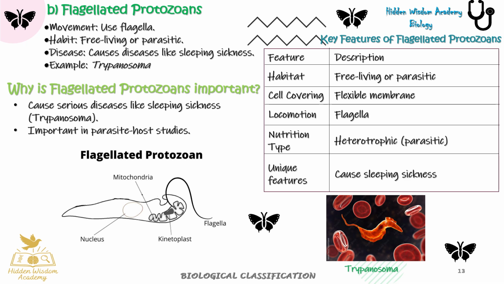Key features of flagellated protozoans with their description. Habitat is free-living or parasitic. Cell covering is a flexible membrane. For locomotion they have flagella. Nutrition type: they are heterotrophic, parasitic. Unique feature is they cause sleeping sickness.